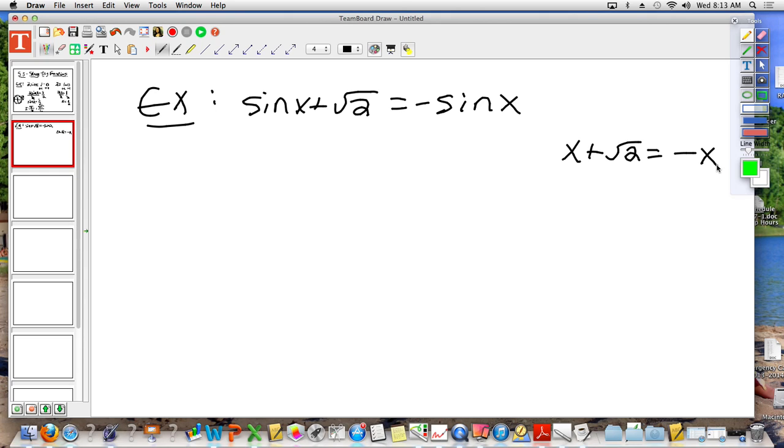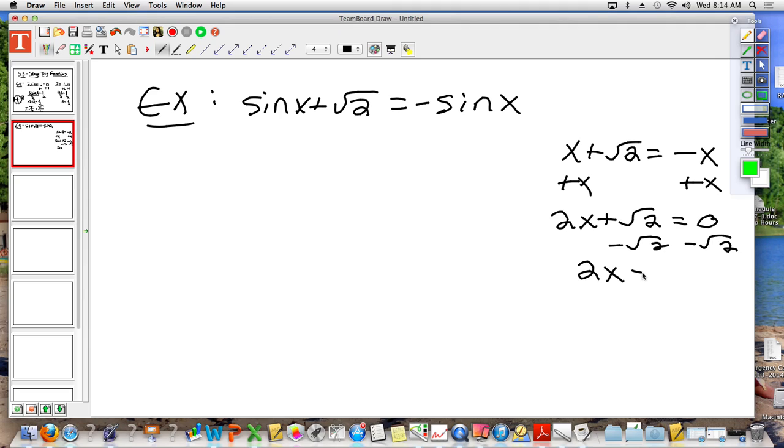Add the square or subtract square root. Yeah, you would probably move the square root of 2 over to the other side, but you would also need to move that negative x over to the left-hand side. You'd want to get the x's together. So you would add this to the other side, so you'd have 2x plus the square root of 2 is equal to 0. And then you would subtract the square root of 2 to get that to the other side, so 2x would be equal to the negative square root of 2. And then you would divide by 2. Are you okay with that?